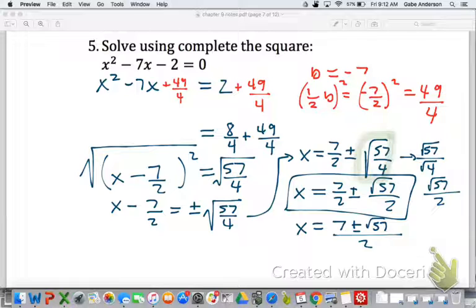Sam, go ahead. So when we got to the step root of x minus 7 over 2. Yeah. So right here? Yes. Why is it a negative? Why isn't it plus 7 halves? Okay, good question. A couple of levels of reasoning on that. The half of b was negative 7 halves.